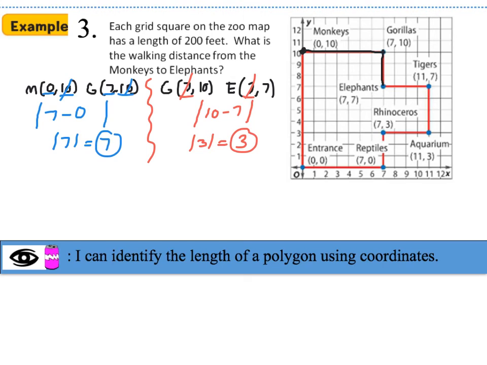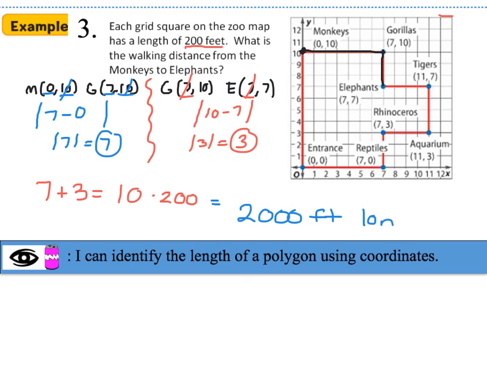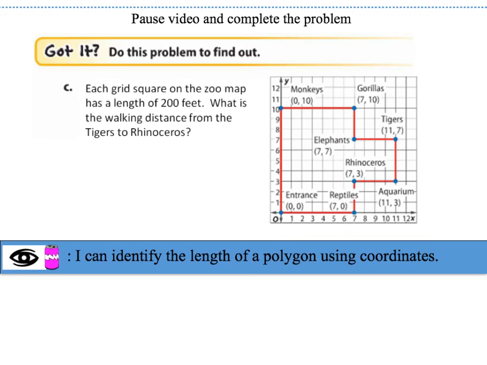So if I wanted to get from the monkeys to the elephants, I would have to walk 7 plus 3 units, which was 10. However, it says each square is worth 200 feet. So each little square on this grid is worth 200 feet. So if I'm walking 10 squares, I'll have to multiply that by 200 because each little square is worth 200. So when we multiply 10 times 200, we get 2,000 feet long. So that's the distance from the monkeys to the elephants at the zoo. So pause the video and complete this guided problem, and we'll discuss the answer in class tomorrow.